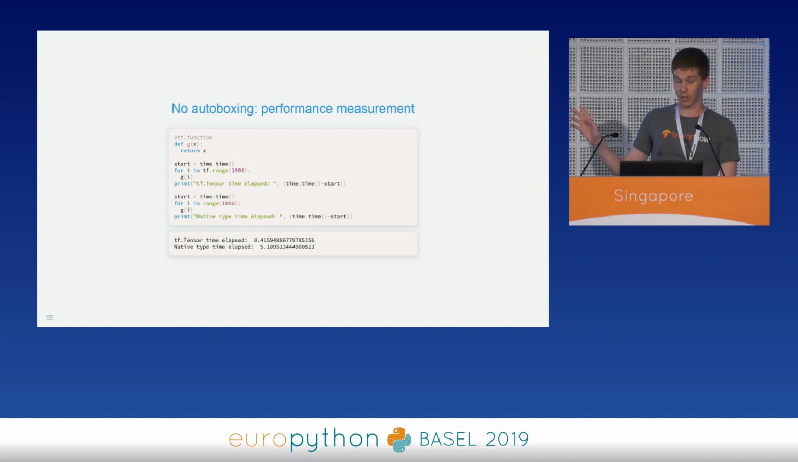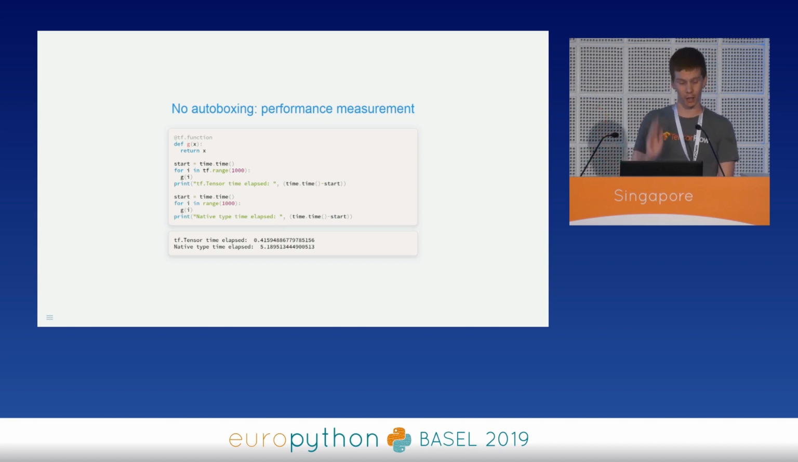G is this entity function here. In the first loop, G is fed with the tf.Tensor object produced by tf.range function execution. The second loop instead invokes G with 1,000 different Python integers. And this means that we are building 1,000 different graphs.